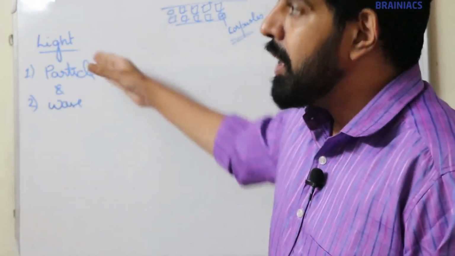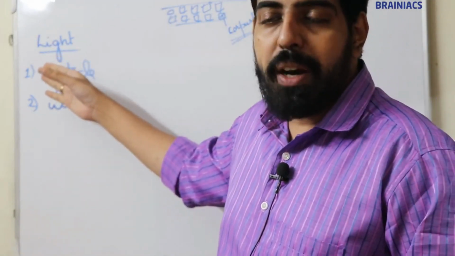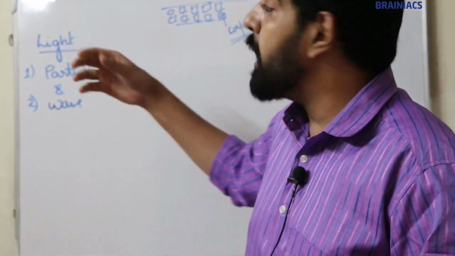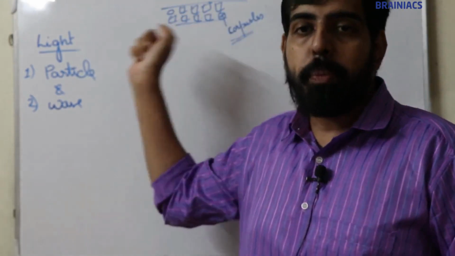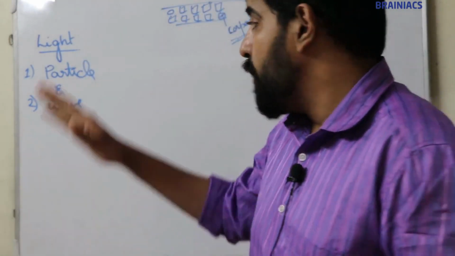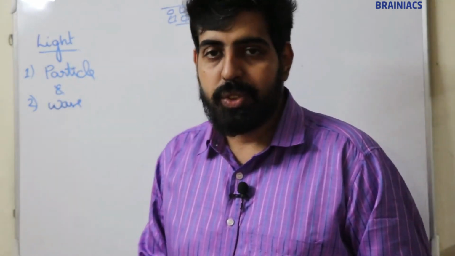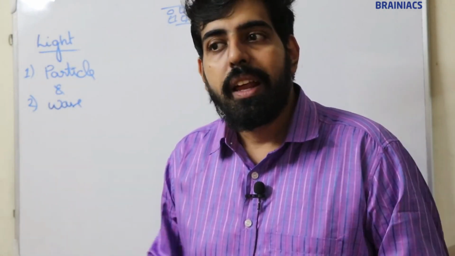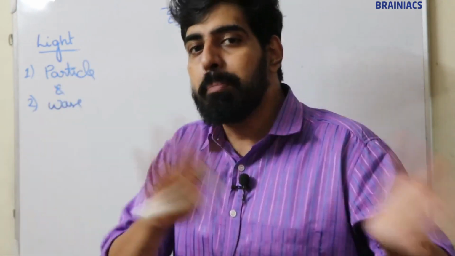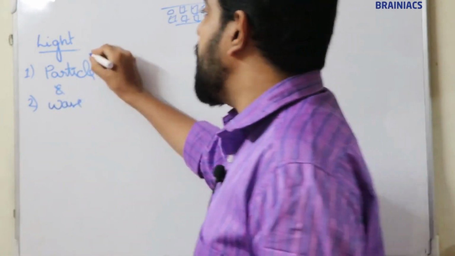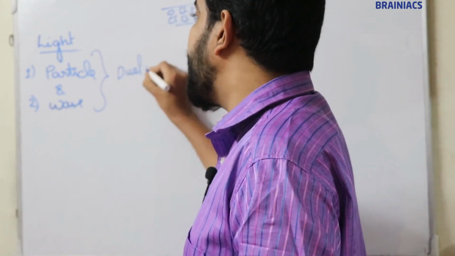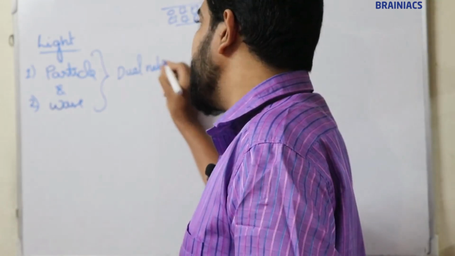So particle nature was first proposed by Newton, who said that light consists of a stream of particles. These particles are known as corpuscles. Wave theory was proposed by Christian Huygens. Now we know that light possesses dual nature. Some properties are explained by particle nature, some by wave nature. That means light possesses dual nature.